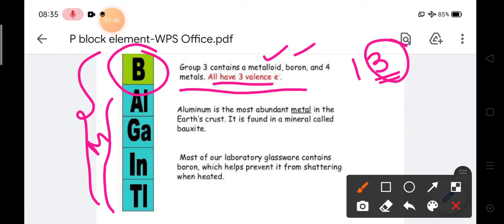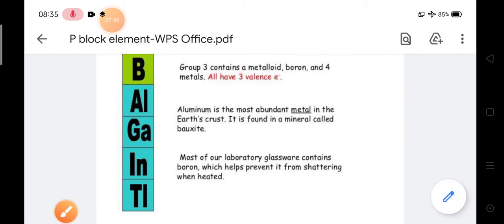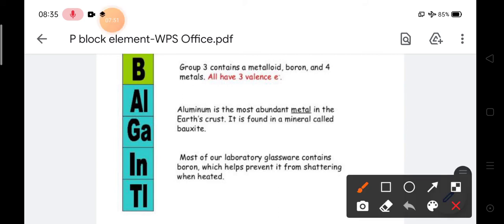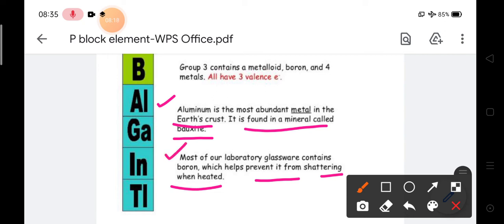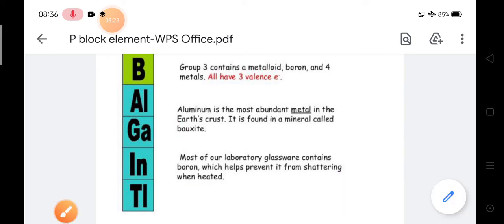Okay, and also, aluminum is the most abundant. This is some basic knowledge about the group 13 elements. Aluminum is the most abundant metal in the earth's crust. It is found in the mineral called bauxite. Bauxite is the ore of aluminum. Most of our laboratory glassware contains boron, which helps prevent it from shattering when it's heated. This is not a concept, this is only knowledge. So please take this knowledge and embrace it.